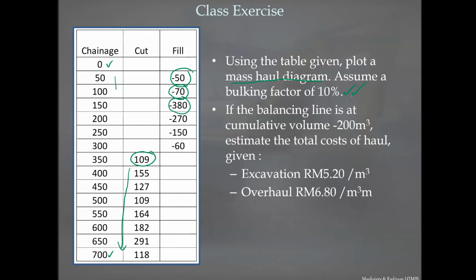And the question also says that if the balancing line is at cumulative volume minus 200 meter cube, estimate the total cost of haul given the following rates: excavation 5 ringgit 20 per meter cube, and overhaul 6 ringgit 80 per station meter per meter cube. Okay.